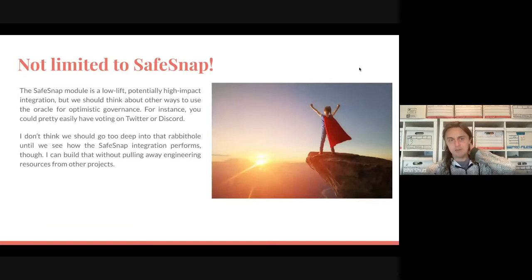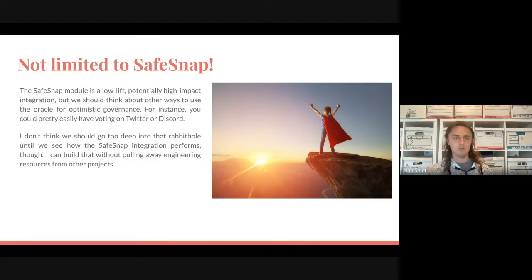And it's not limited to safesnap either. So I think that we should think about other ways to use the oracle for optimistic governance. Like you could just have a vote on Twitter and then enforce it on chain, and you'd be able to go and see what the results were on Twitter. There's some caveats to that. I mean, you could delete your Twitter post. There's various ways to tweak a centralized service, but as a high level concept, assuming that the post doesn't get deleted, you could go and enforce the results.